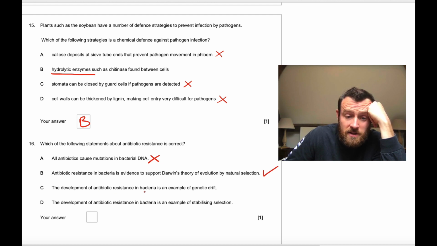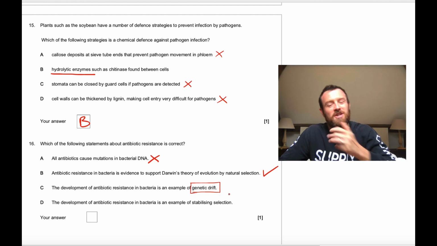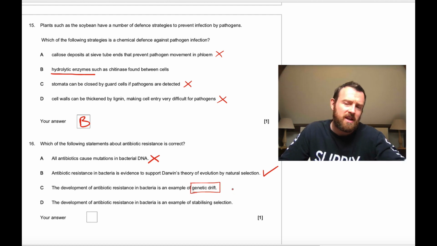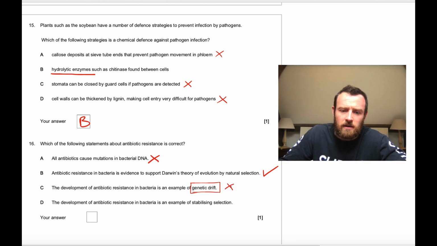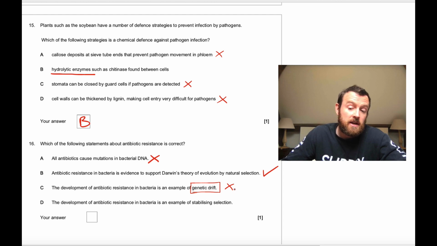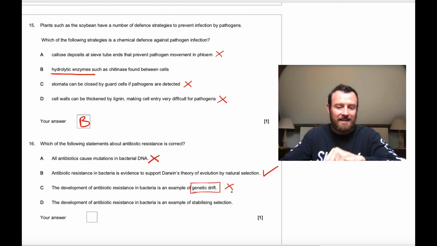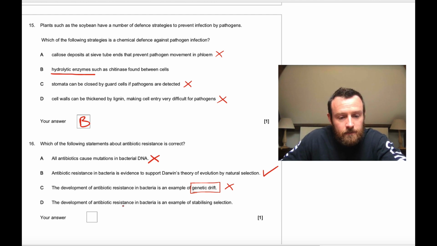Development of antibiotic resistance in bacteria is an example of genetic drift. This is a term that we will use in year 13 when we're talking about speciation and changes in a population, but this is not the right time to use this term. Genetic drift is random change in a gene pool just due to random mutations without any real selective pressure. Again, this is another red herring. This is the year 13 terminology, so you wouldn't have heard it yet.